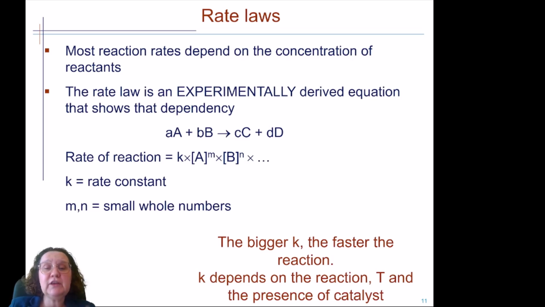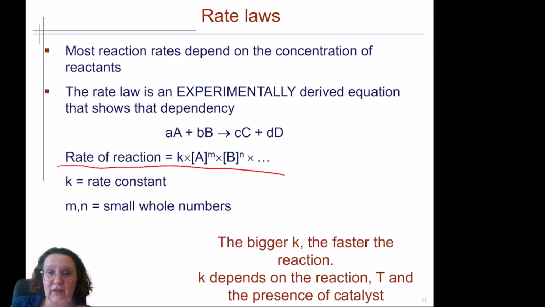So if we have a generic reaction where you have a certain amount of compound A and compound B to give you compound C and D, the rate of reaction can be defined with this equation. It is k, which is what we call the rate constant, and we can talk about it in a second, and the concentration of each of the reagents to the power of a number. It's a small whole number. It can be 0, so that means it doesn't depend on the reagent. 1, 2, 3. That sort of numbers I'm talking about.